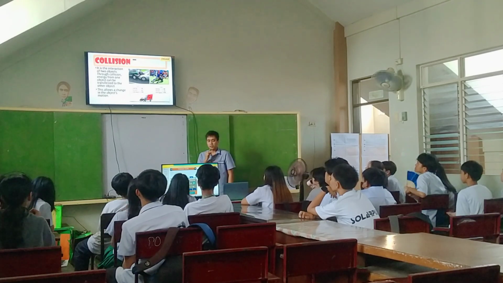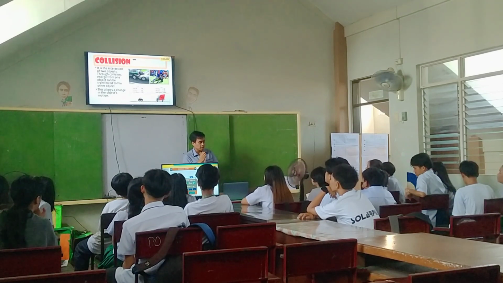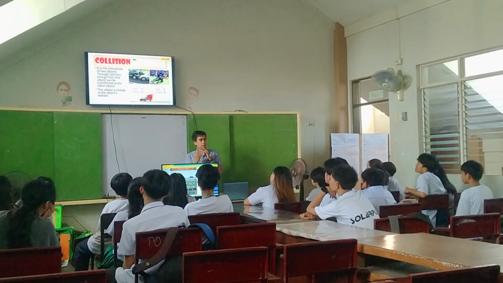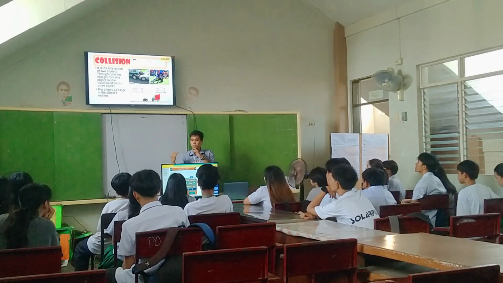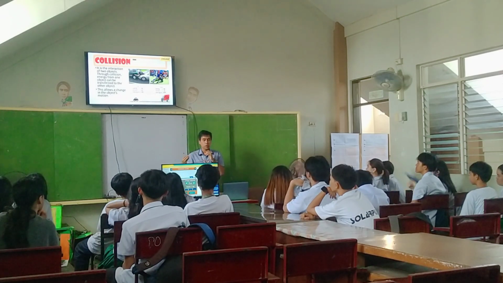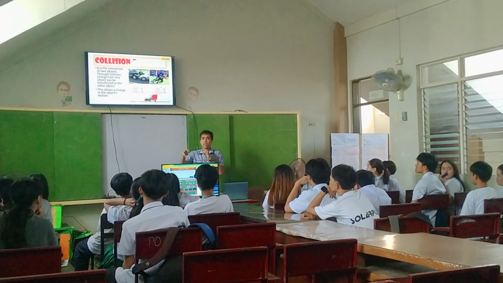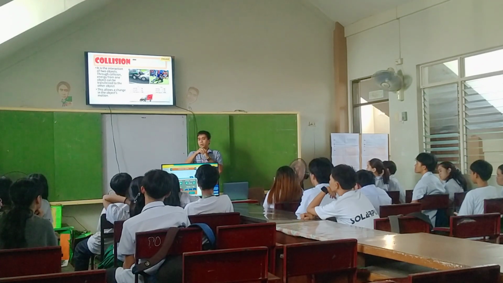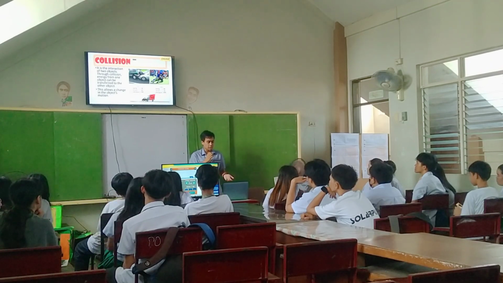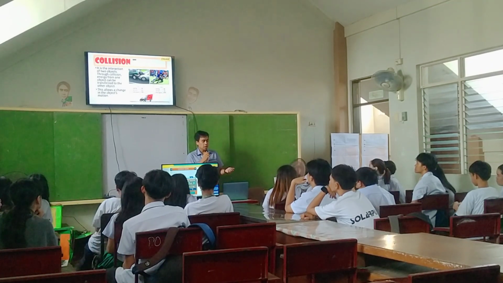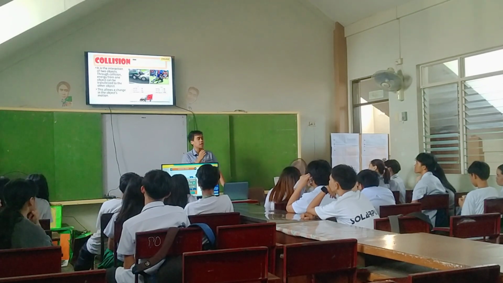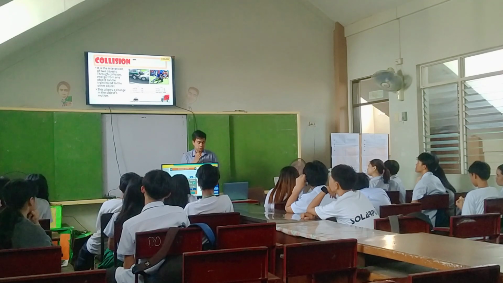So when we say collision, class, it is the interaction of two objects. It is the bumping or crashing of two or more objects into each other. And of course, in that scenario, objects can transfer their energy from one to another. Energy from one object can be transferred to the other object, and this allows a change in the object's motion. And did you know, class, that there are two types of collision?